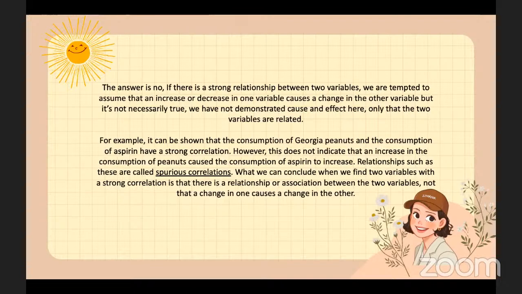For example, it can be shown that the consumption of Georgia peanuts and the consumption of aspirin have a strong correlation. However, this does not indicate that an increase in the consumption of peanuts causes the consumption of aspirin to increase. Relationships such as this are called spurious correlation. What we can conclude when we find two variables with a strong correlation is that there is a relationship or association between the two variables, not that a change in one causes a change in the other.